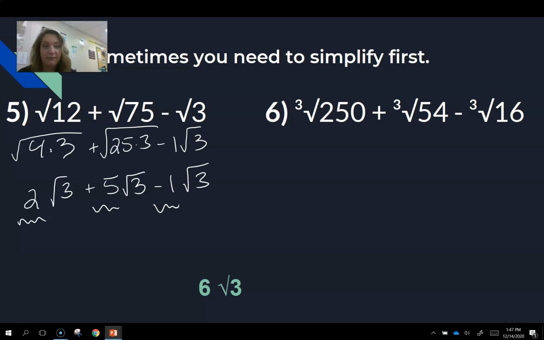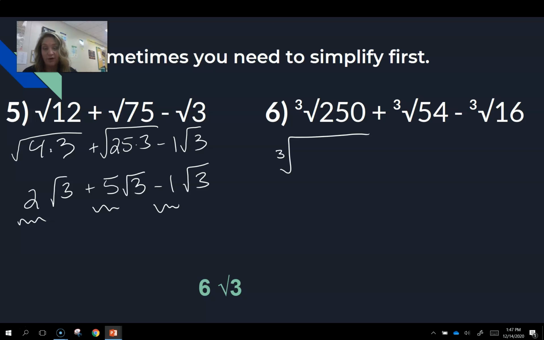All right. My next one, we have cube roots this time, okay? So I have the cube root of 250 plus the cube root of 54 and the cube root of 16. So I got to split these up. So I got to try to think of the perfect cubes in my head. All right. If you don't know them, by the way, let me show you this trick.